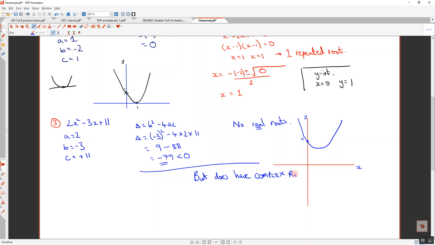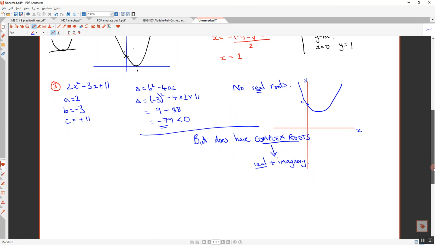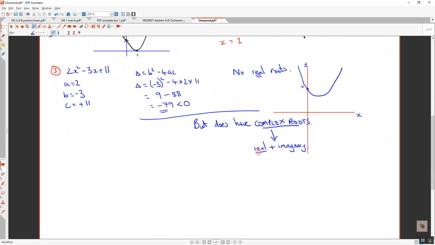You'll do this at higher next year. Now a complex number is made up of two parts: a real part and an imaginary part. The real part is easy, we all know what a real number is. 5 is a real number, pi is a real number, root 2 is a real number.